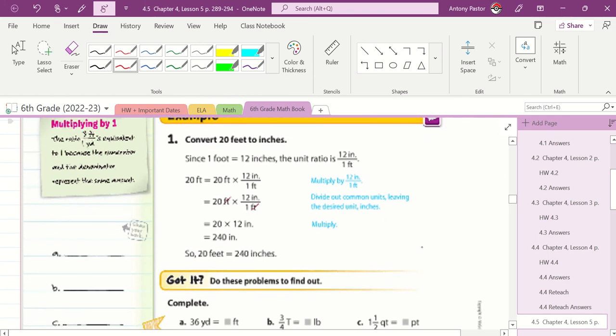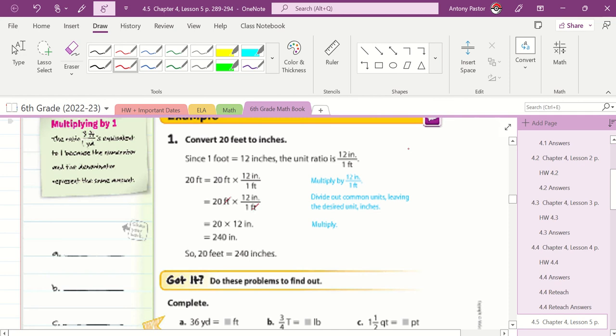So we're going to go ahead and do an example. I'm going to show you how this factors in with the fraction thing. So we're going to convert 20 feet to inches. Since 1 foot equals 12 inches, the unit ratio is 12 inches to 1 foot. Now, they want us to get used to using fractions. So what we would do here is 20 feet times 12 over 1, or 12 inches over 1 foot.